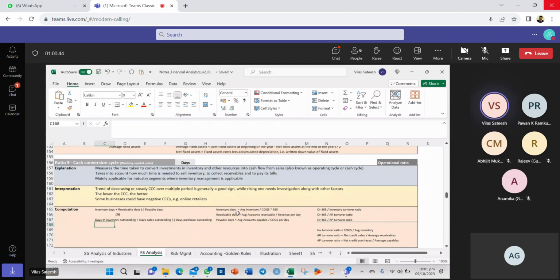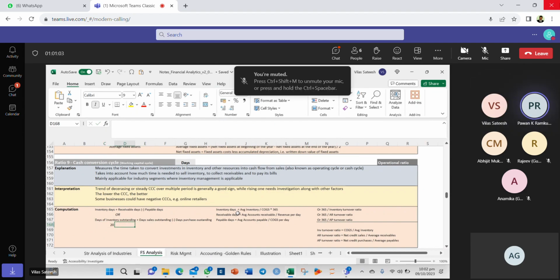So basically, I purchased goods from Anirudh today, and I was able to sell those goods to Abhijit on 31st of October, meaning that my inventory days was 20, right? Correct? Yeah, that's right.